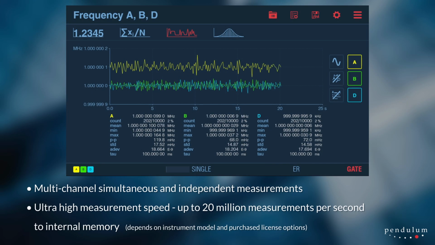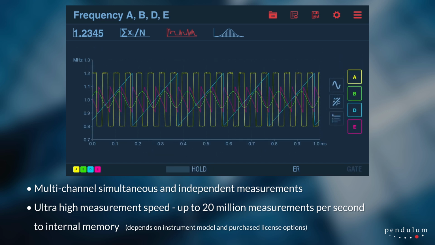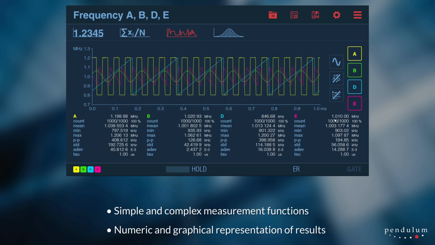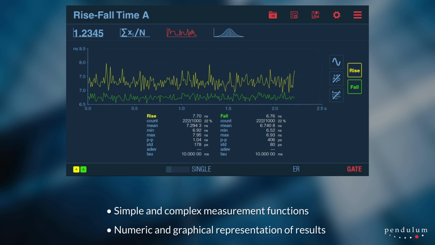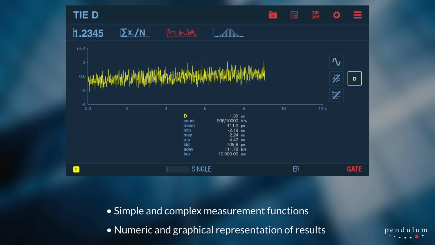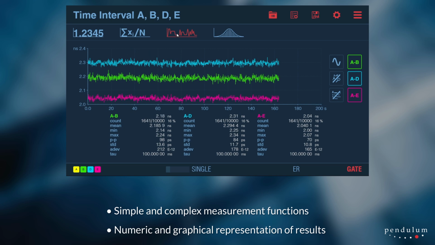CNT100 series frequency analyzers offer simultaneous and independent measurements on multiple channels. One instrument acts as multiple frequency counters in a single box. Ultra-high measurement speed. Functions include measurement of simple parameters, such as frequency and period, as well as more complex parameters, such as pulse widths and edges, time interval error, and others. The measured parameters can be represented in numerous ways, as numbers, in graphical form over time, and as distribution graphs.